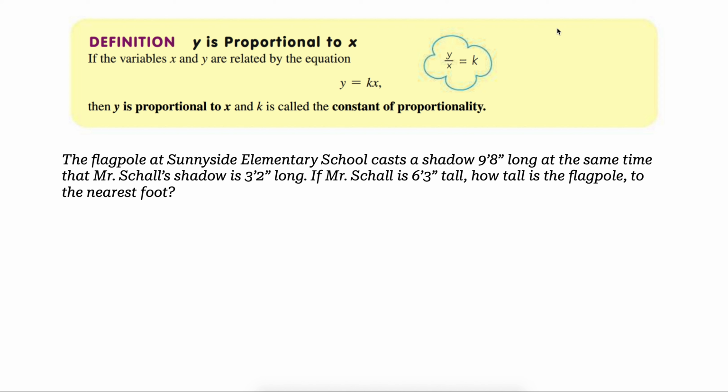A pound is 16 ounces. So if y represents pounds, actually, let me redo this. Y will represent ounces. I don't want to have a fraction for k. K would be 16 if x is the pounds. So the number of ounces is 16 times the number of pounds.